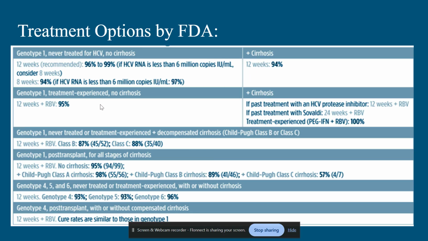And genotype 1 treatment experienced with no cirrhosis is also 12 weeks, with a 95% success rate. Then genotype 1 never treated or treatment experienced patients, it's recommended for 12 weeks with ribavirin, class B.